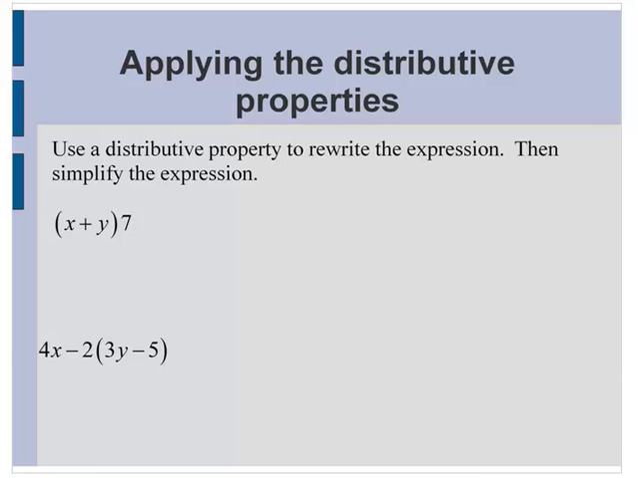Alright, so we have x plus y times 7. Well, using a commutative property first, that is the same as 7 times x plus y. I've simply changed the order. Now applying the distributive property, that's the same as 7 times x plus 7 times y, or more simply, 7x plus 7y.